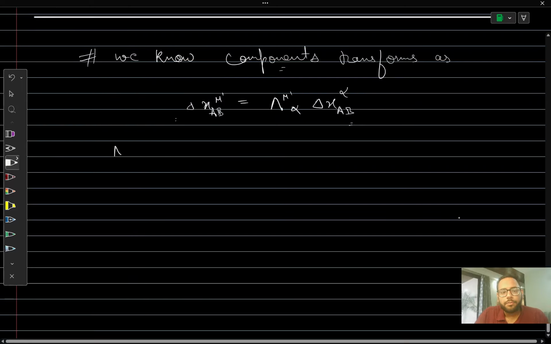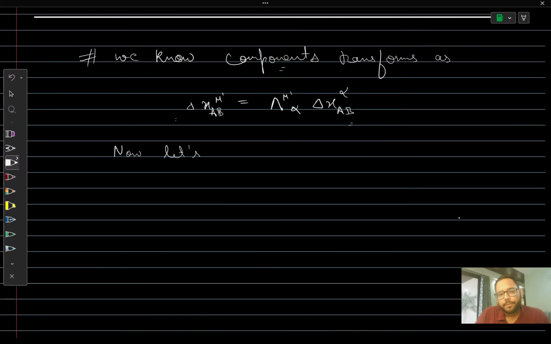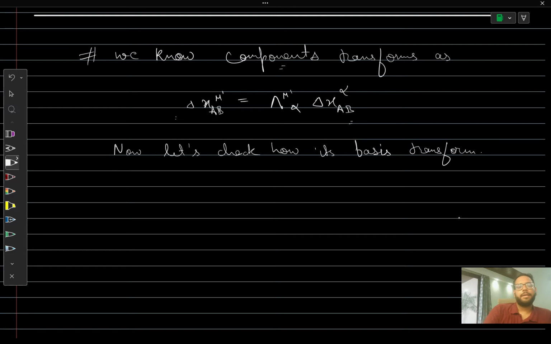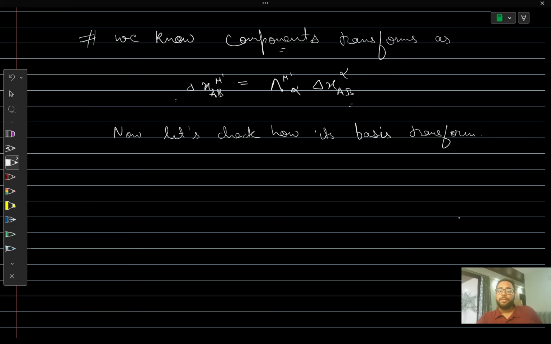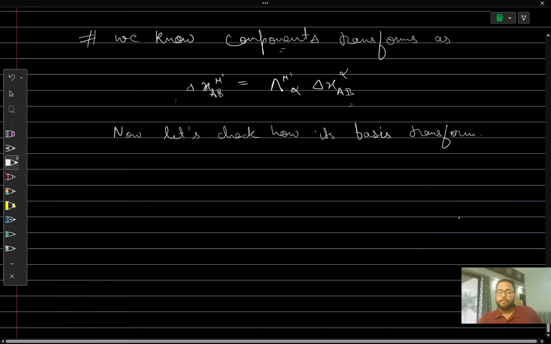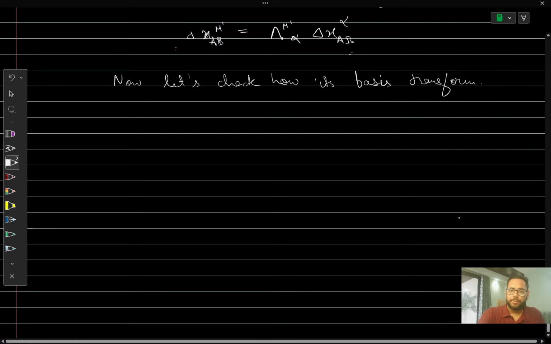Now let's check how its basis transforms. Of course you know that it is a contravariant vector, and its basis itself will transform contravaryingly. Contravaryingly means they will transform opposite to this vector. So let's check if it will transform in the opposite sense or not.